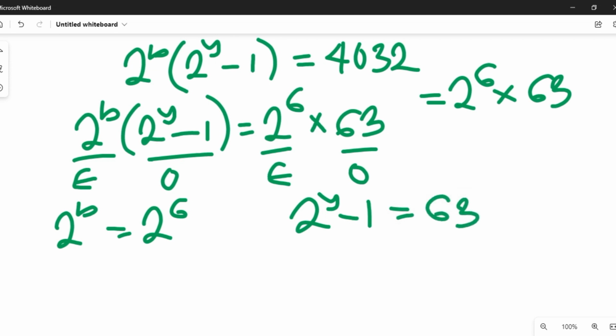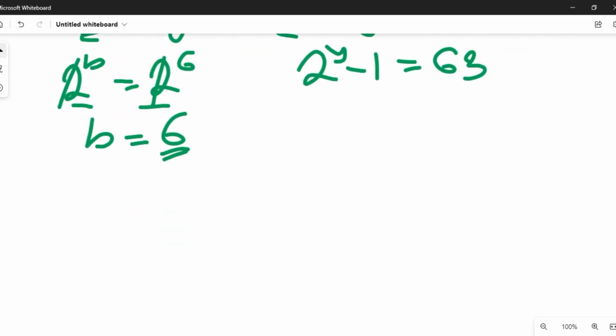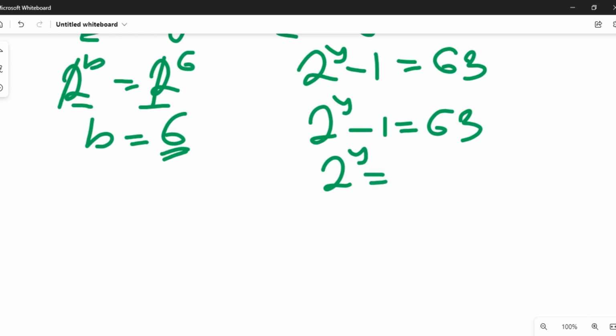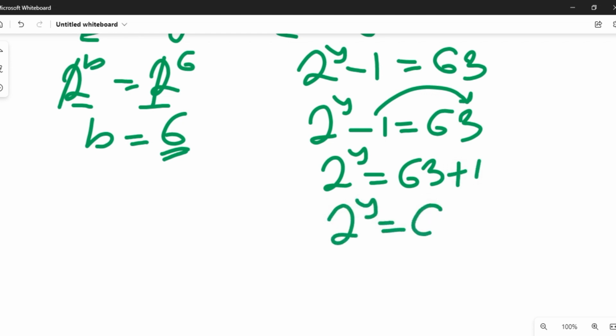So what would this give us? The common base, 2 will cut 2, and then we'll have our b to be equal to 6. We'll come over here, and then we'll have 2 raised to power y minus 1 to be equal to 63. And this will give us 2 raised to power y equal to, 1 comes over here to give us 63 plus 1. So that will give us 2 raised to power y equal to 64.